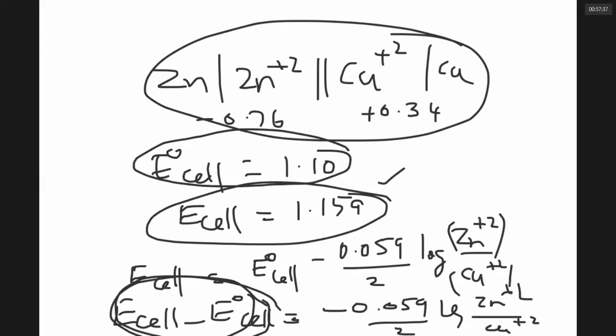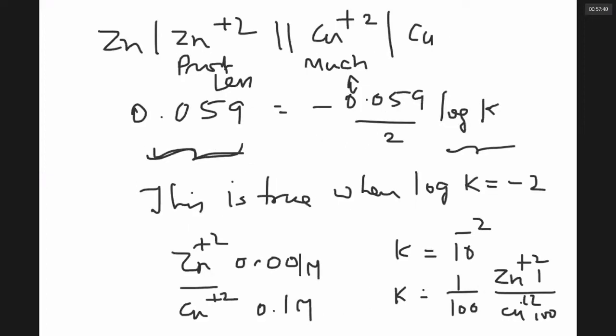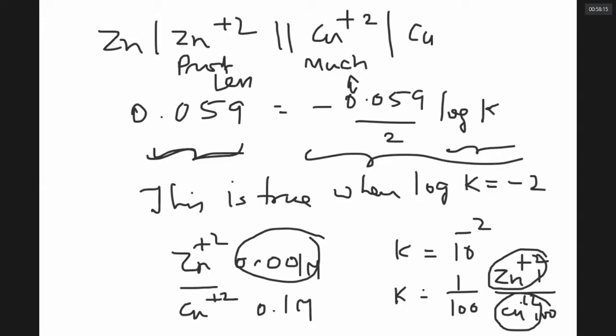So if I want 0.059 equal to minus 0.059 by 2 into log K, then log K must be equal to -2. Then only this is true. Log K is equal to -2 means K must be equal to 10 to the power -2, which means 1 by 100. If the concentration of zinc is 1 unit, the concentration of copper should be 100 times more. If the concentration of zinc is 0.001, then the concentration of copper should be 0.1. Are we very clear, sir?